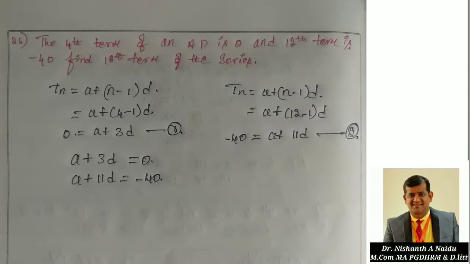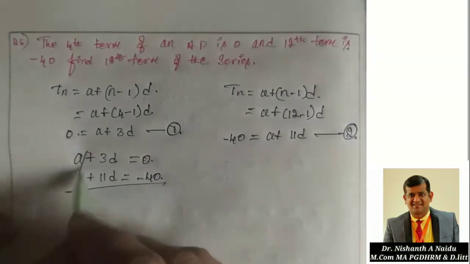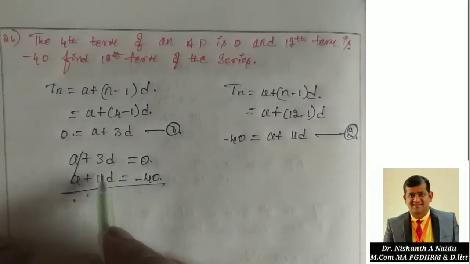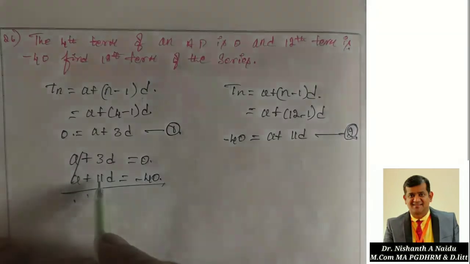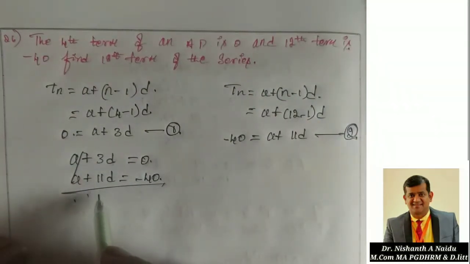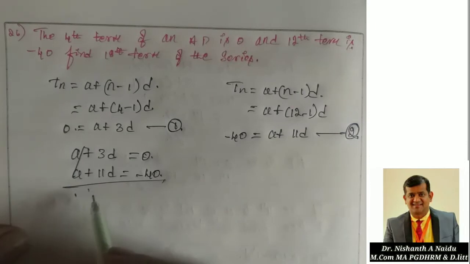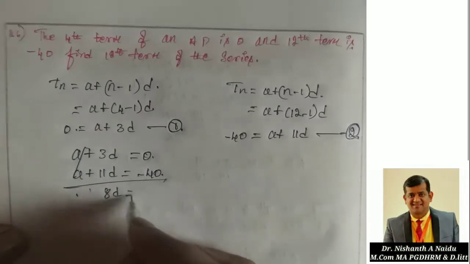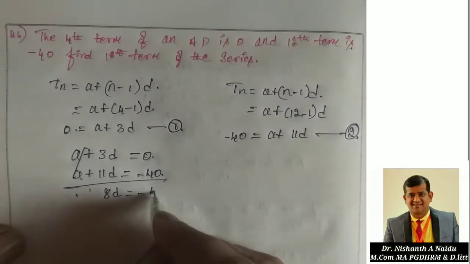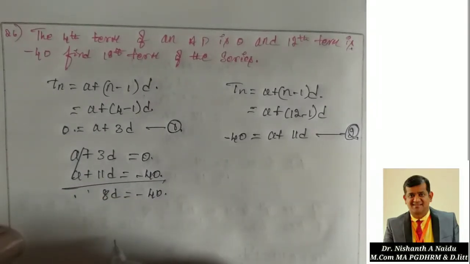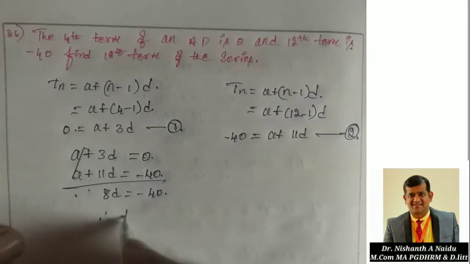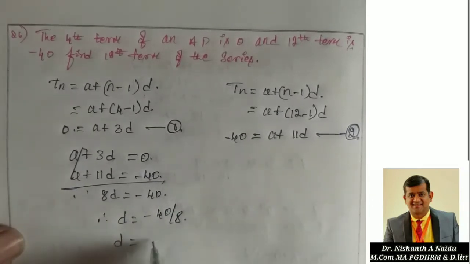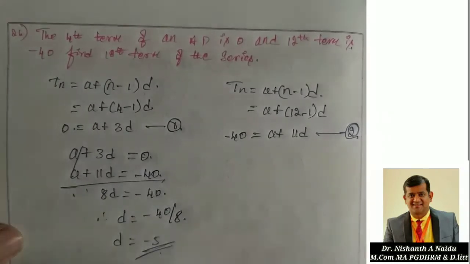So now we have to subtract. When you subtract, A cancels. So 11 minus 3, that gives 8D. We are going to get 8D equals minus 40. Therefore D equals minus 40 divided by 8. So D equals minus 5. If you divide, you will get minus 5.